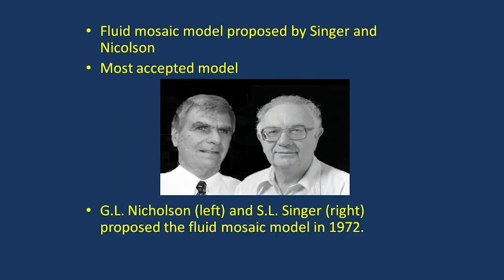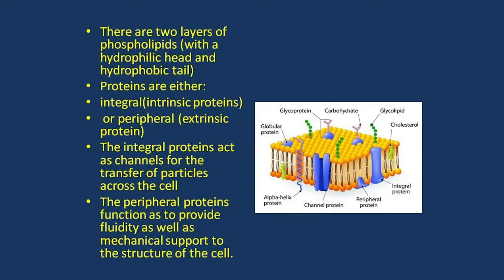The most accepted model of the plasma membrane is the fluid mosaic model proposed by Singer and Nicolson. According to them, there are two layers of phospholipids with a hydrophilic head and a hydrophobic tail. Proteins are either integral proteins, also called intrinsic proteins, or peripheral proteins, or extrinsic proteins. The integral proteins act as channels for the transfer of particles across the cell. The peripheral proteins provide fluidity as well as mechanical support to the structure of the cell.